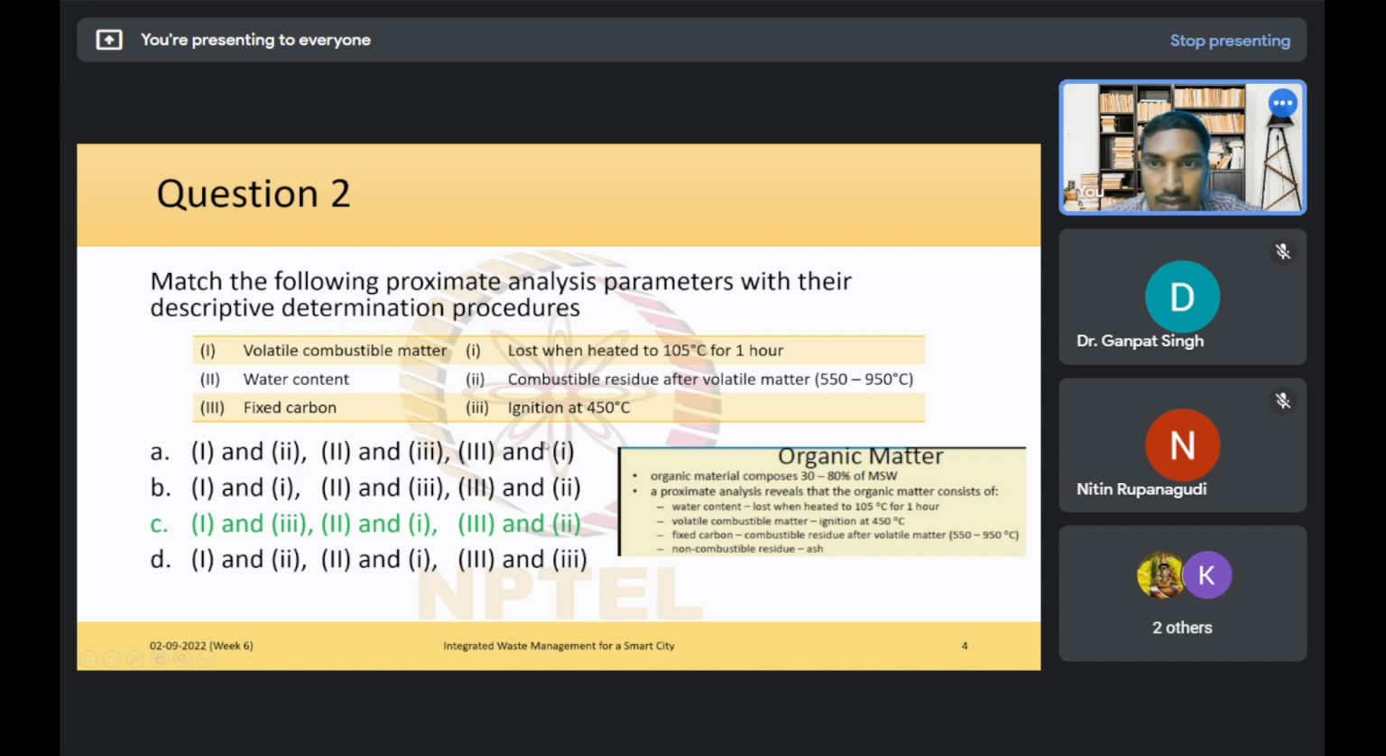So with that, if we do the correct matching, volatile combustible matter is ignition at 450 degrees centigrade, so that is 1 with 3. Water content is lost when heated to 105 degrees centigrade, so 2 with 1. Fixed carbon is the combustible residue after the volatile matter, which is 550 to 950 degrees centigrade, that is 3 with 2. So that is given in option C. Any questions?